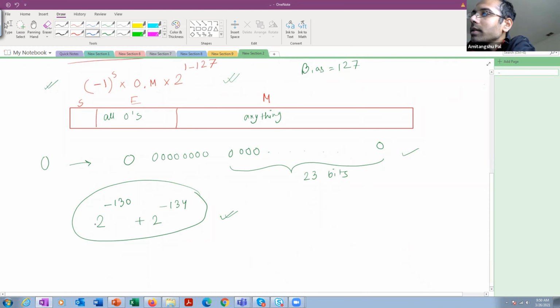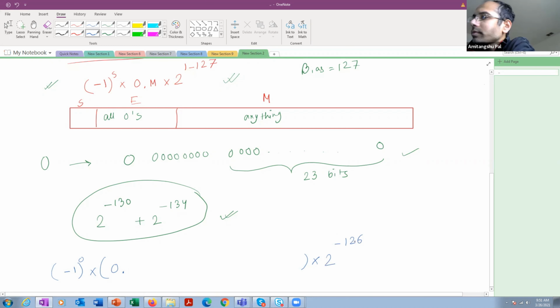So let's try to represent the value 2 to the minus 130 plus 2 to the minus 134 using this formula. As it is a positive number, I can write (-1)^0 times 0.something, where 0.mantissa is what I'm going to fill in, times 2 to the power 1 minus 127. What is 1 minus 127? Minus 126.